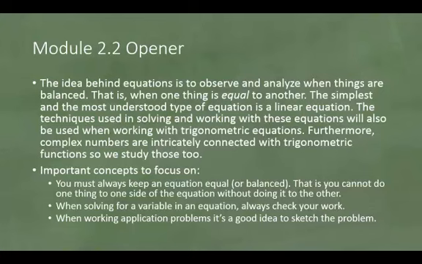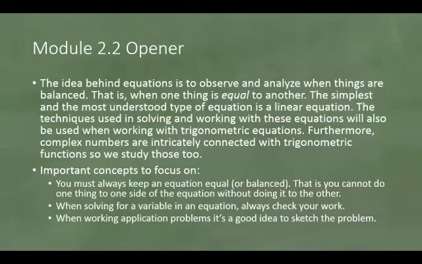And the easiest type of equation to work with is a linear equation. That's the type of equation we're going to work with here. But later, a lot of these properties are going to apply to trigonometric equations also. We're also going to study complex numbers, which are not part of the real numbers that we've studied so far, but they are, again, very useful with trig problems.